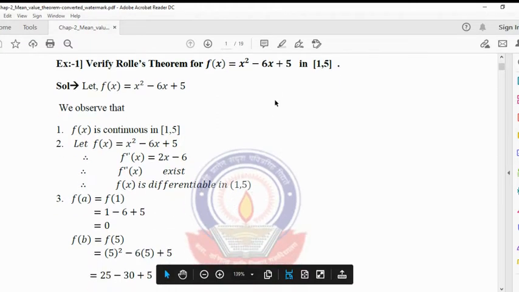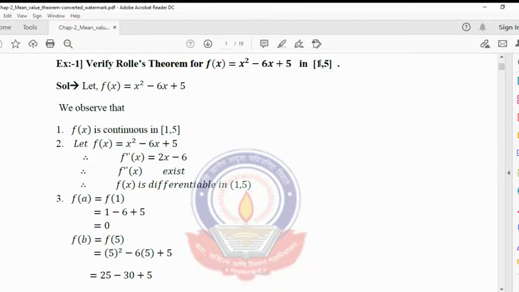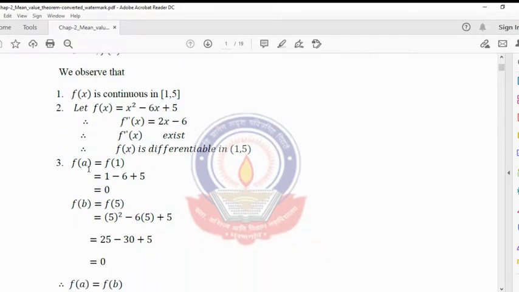Now what about f of a and f of b? A is 1 and b is 5. So f of a is f of 1, put x is equal to 1 in this expression, that is 1 square minus 6 into 1 plus 5. 1 square is 1, 6 into 1 is 6, plus 5. So 1 plus 5 is 6, minus 6, that is 0. So f of 1 is equal to 0.